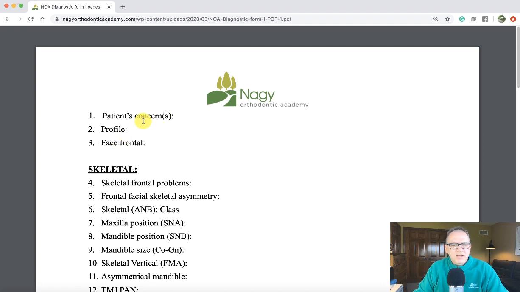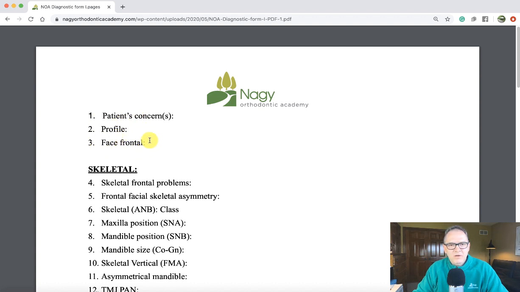Okay, then you're going to go to number 2, which is profile. Okay, so profile is exactly what it says it is. You're looking at the patient's profile. So is this patient straight? Is it convex or concave? Obviously, convex is going to be class 2. Concave is going to be class 3. So this is where you're going to put that information.